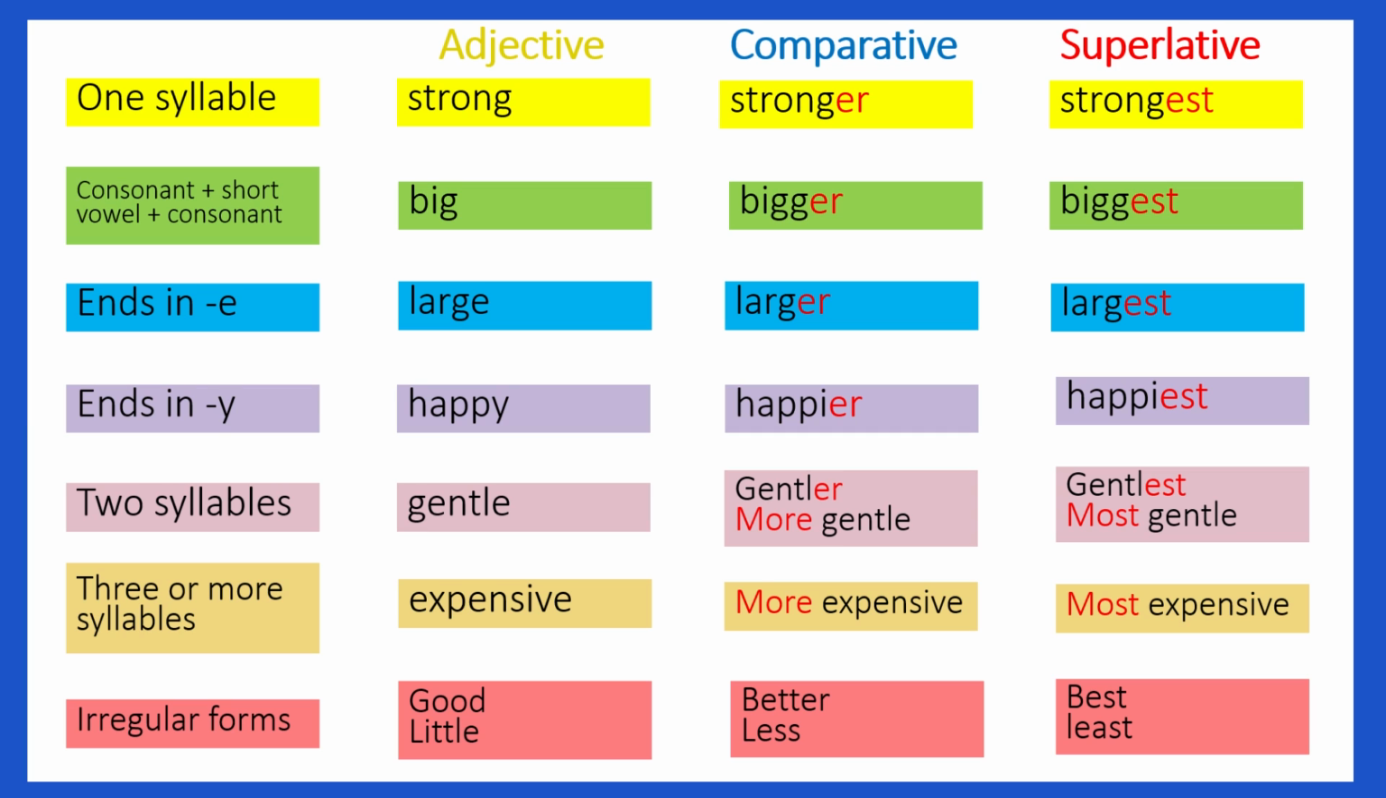So when forming the superlative adjective, we add most before the adjective. For example, most expensive. Okay.